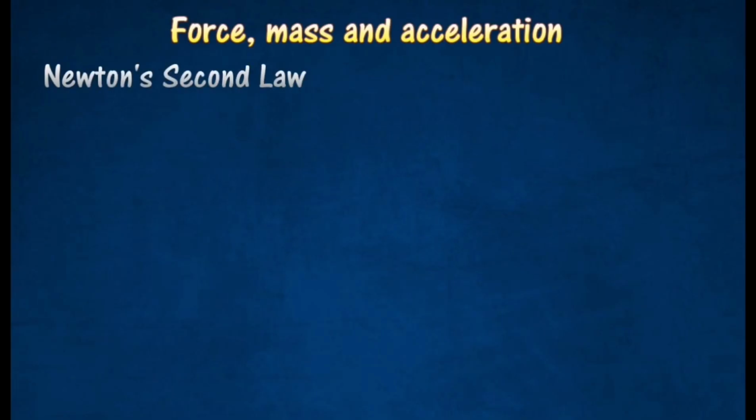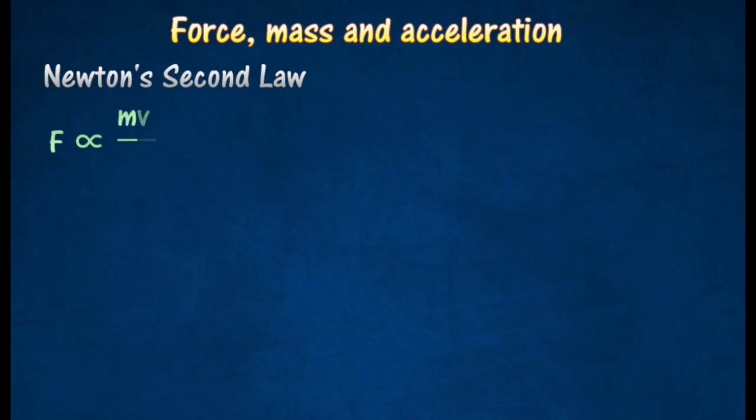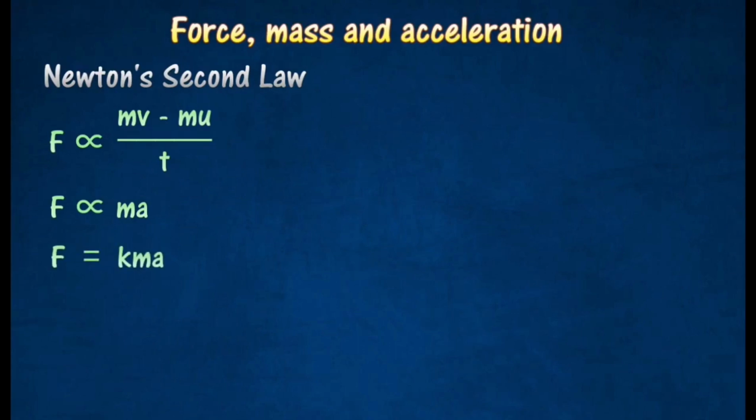Newton's second law states that the rate of change of momentum of an object is proportional to the applied force and takes place in the direction in which the force acts. Force acts on an object of mass, m, and its velocity changes from u to v in time, t. By adding constant k, this equation can be obtained from the relationship F directly proportional to m, a.